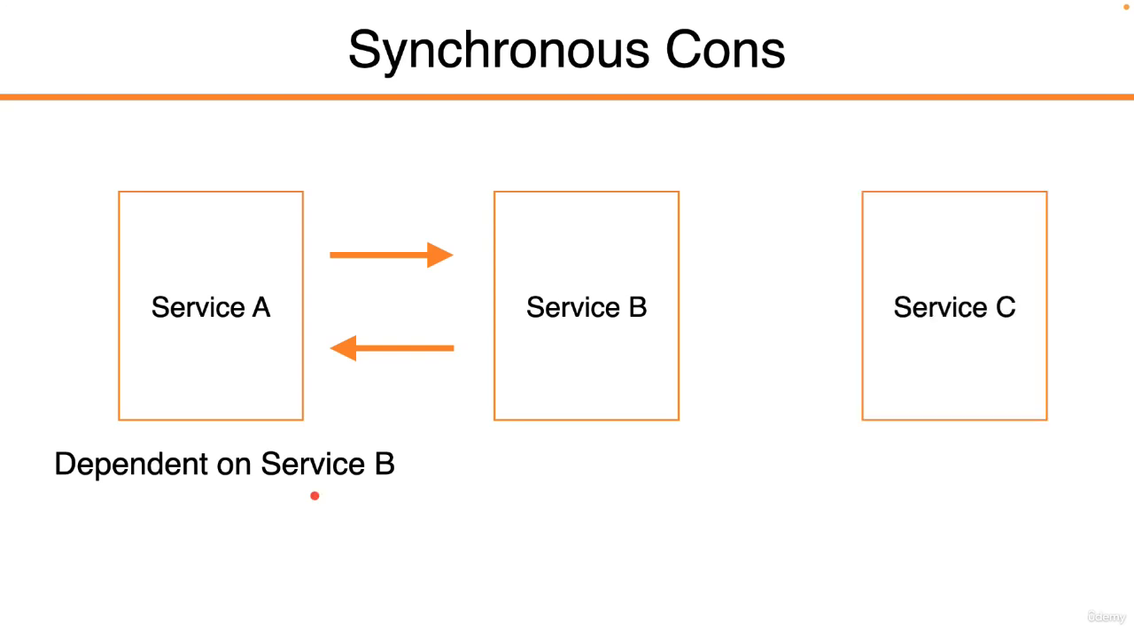Also, imagine if we had service C and service B needed to get data from service C in order to service the request from service A. This kind of thing can lead to dependency chains, and all of a sudden, if you've got an issue with service B, for example, then all of a sudden you've got all sorts of problems because of the dependency chains you've introduced into your application.